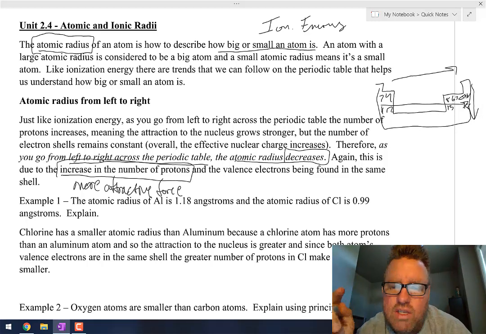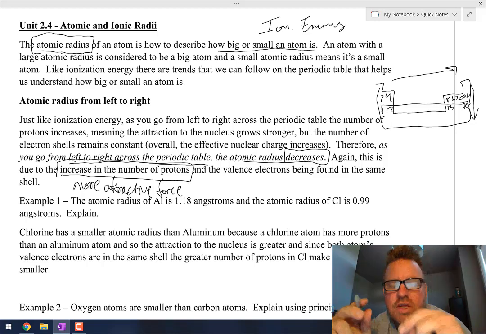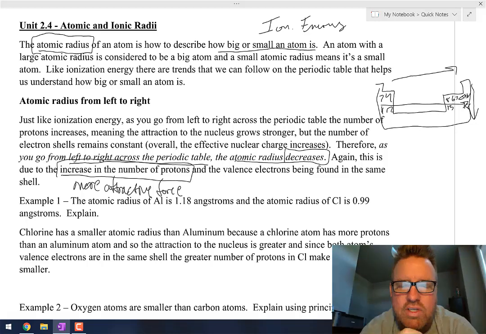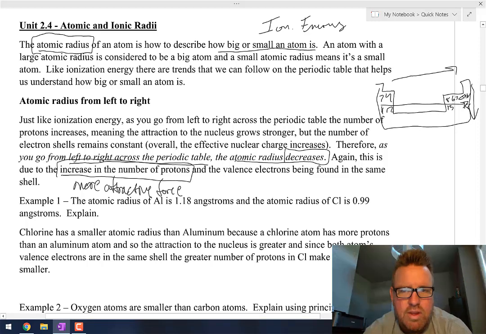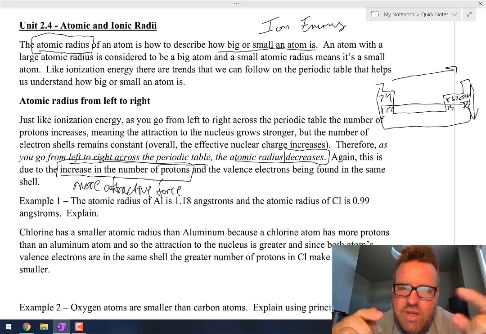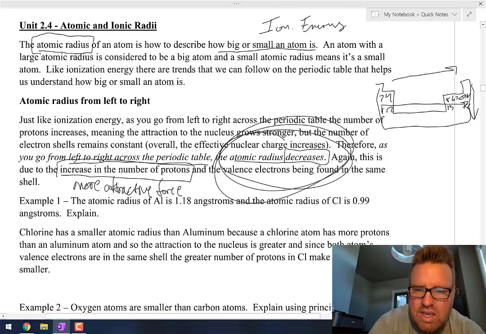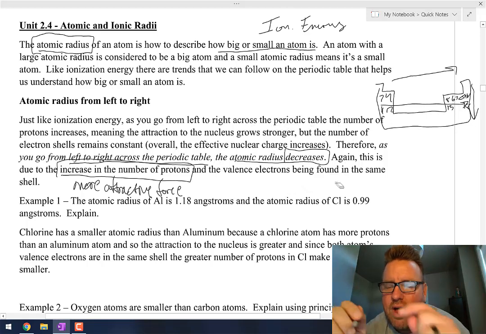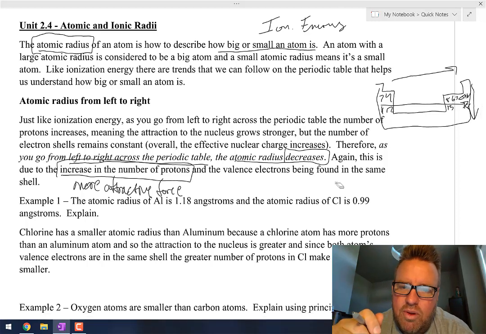And again, this is the same reason for ionization energy, right? As you go across the periodic table, the number of protons increases, so the attraction to the nucleus is greater, so it takes more energy to remove an electron. That's the exact same reason why atoms get smaller. The atomic radius, again, decreases as you go across the periodic table because there's more protons as you move across the periodic table, and more protons means more attraction.